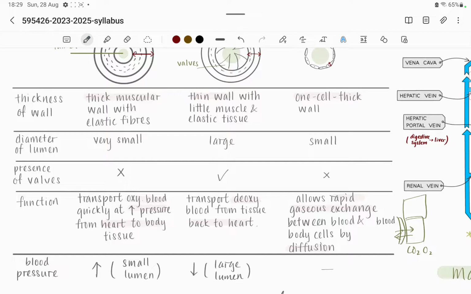And then for vein, transport the deoxygenated blood from body tissue back to the heart. Okay. Capillaries is to allow rapid gaseous exchange between blood and body cells via diffusion. Diffusion is related back to chapter 3.